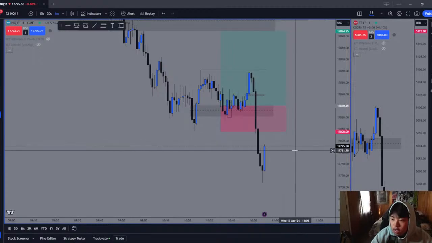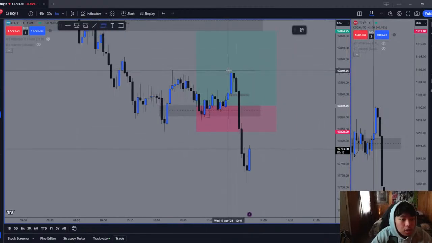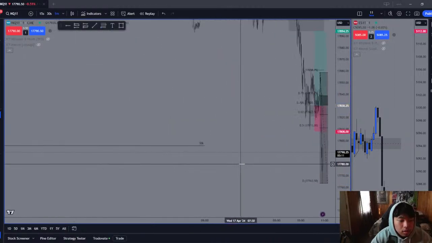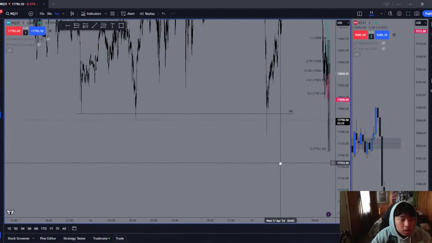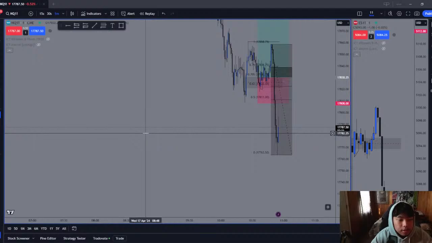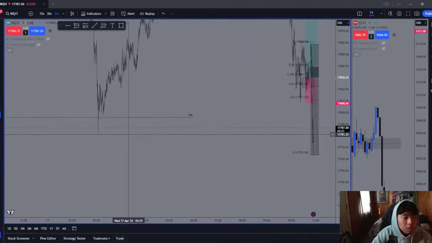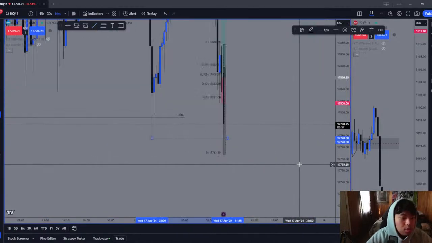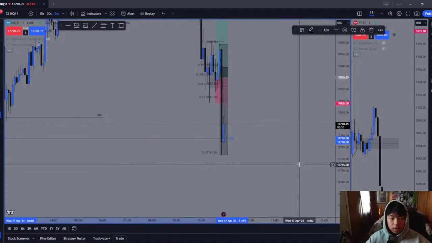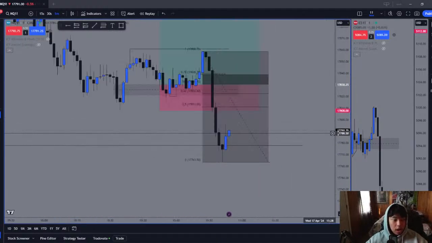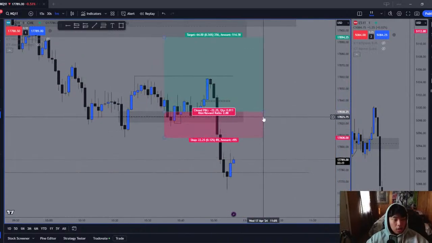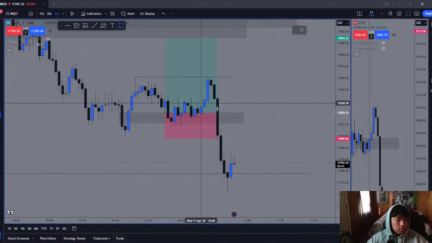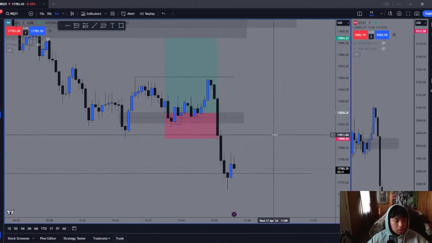Retrace coming, looks like. Yeah, honestly. I wouldn't look to short anymore. Well, I'm still short biased, but we just got done taking out this low, so I'm still pretty short biased actually. Never mind, I lied. Maybe we can retrace to this discount area of this range and then go lower. We'll see.